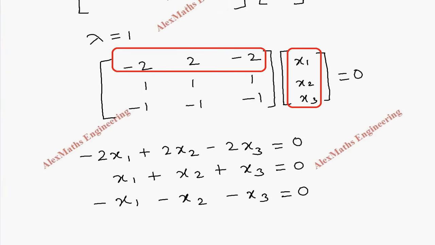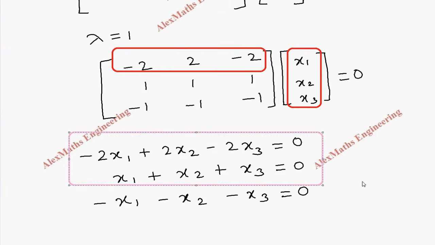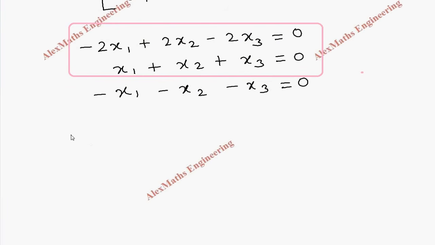Now we take the first two equations and use the cross multiplication method to find the values of x1, x2 and x3. So we write x1 by, write the coefficient of x2, which is 2 and 1, minus 2 and 1, and put it as a determinant.